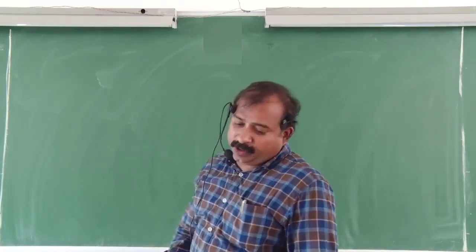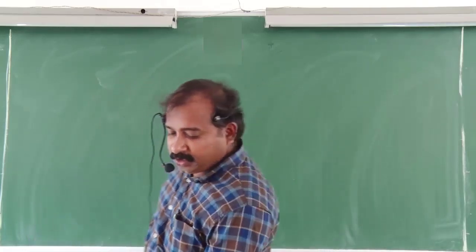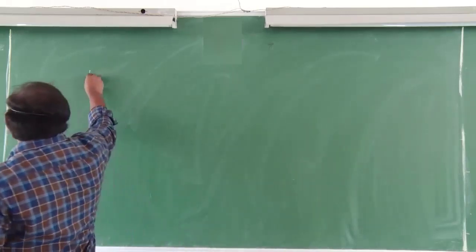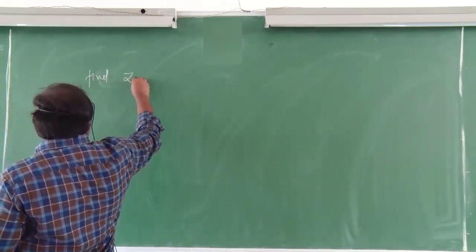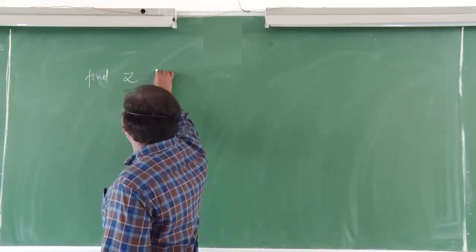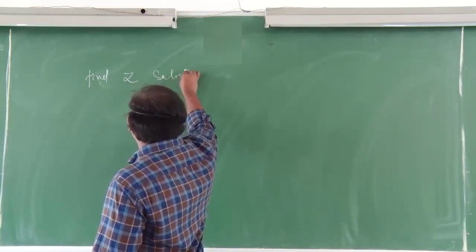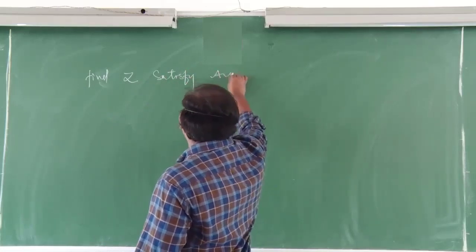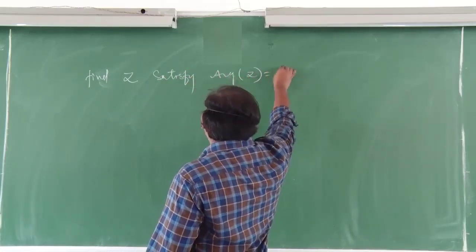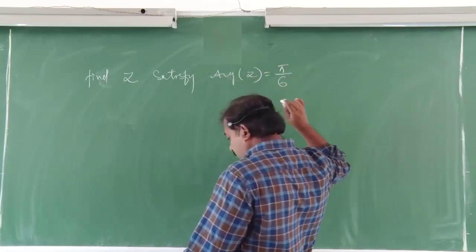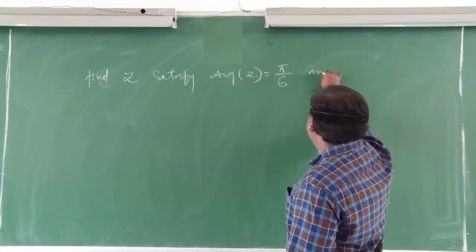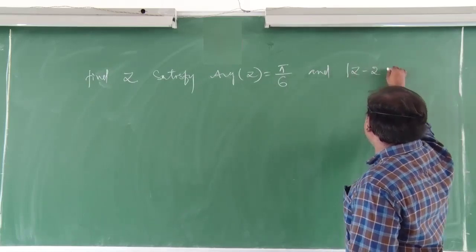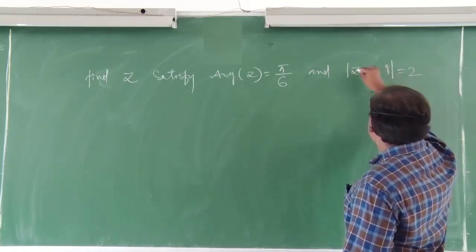Here is one example, write it down. Find z satisfying argument of z equal to pi by 6 and modulus of z minus 2i equal to 2.